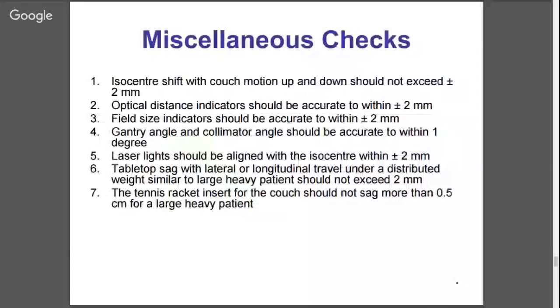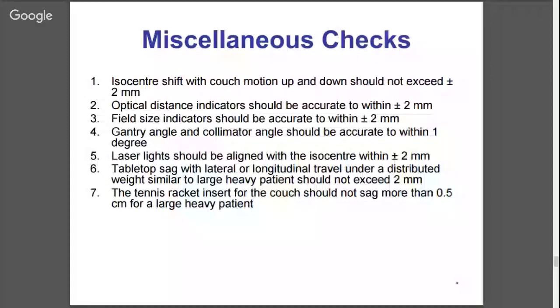Here's a list of some miscellaneous checks that we may also do. The couch motion up and down. We want to be confident that this moves around the isocenter. It shouldn't exceed more than plus or minus 2 millimeters. The optical distance indicators, I've already talked about these with that step phantom. Field size indicators, gantry angle and collimator angle should be accurate to within 1 degree. So as we rotate the gantry around and the collimator angle, we want to be confident that those are accurate.